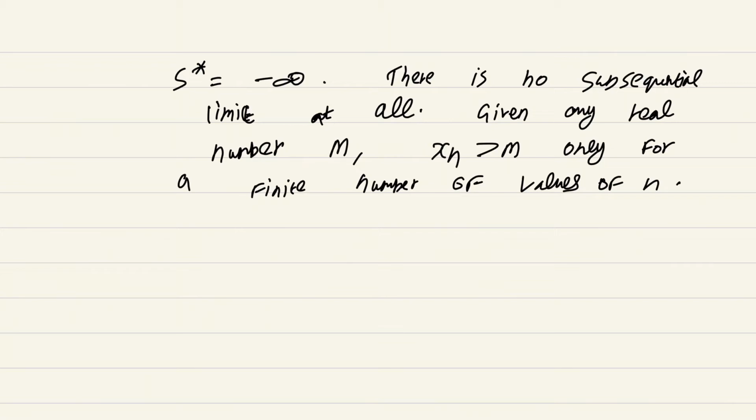Now there are two possibilities. This subsequence could be bounded, in which case we can apply the Bolzano-Weierstrass theorem to get a further subsequence that converges, contradicting the fact that there is no subsequential limit at all. On the other hand, if this xn is unbounded, then you would get a subsequence that diverges to plus infinity, again contradicting the fact that there is no subsequential limit whatsoever. Okay, so what this shows is that for only finitely many values of n, xn is greater than m.